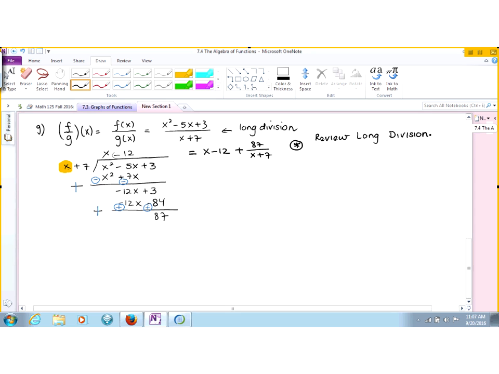So I'm reviewing long division, okay? So why don't you guys try these problems? Oh, by the way, let me write the answer here so I have more space. Okay, so this is the answer. I'm sorry, I just need more space. All right, so this is your answer here.